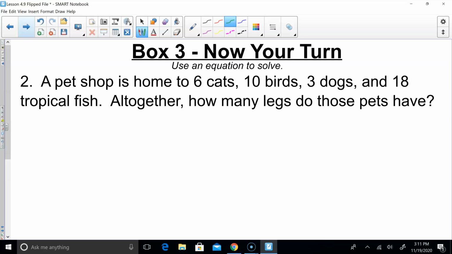And another problem that uses an equation to solve. So a pet shop is home to 6 cats, 10 birds, 3 dogs, and 18 tropical fish. Altogether, how many legs do these pets have? So a good visual question to help you out. So make sure you reread the problem, pause it right now, and work your way out to answer that question and using it in an equation form. I look forward to seeing your work on the animal pet shop problem.